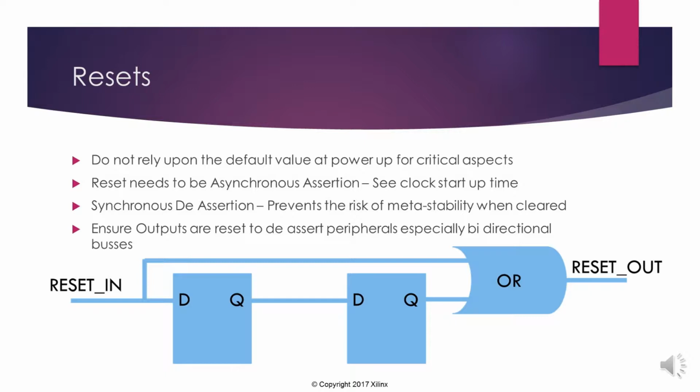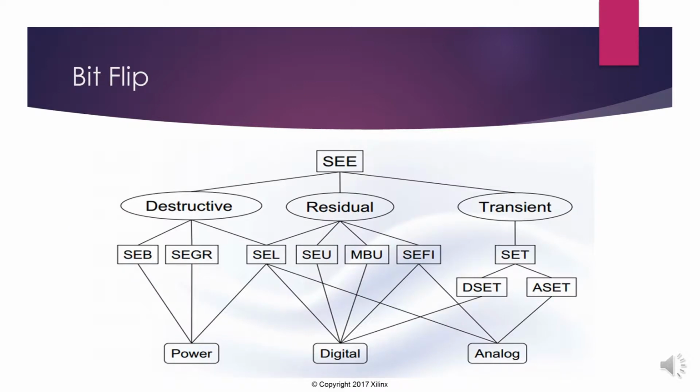Now when we deassert that reset, we want to ensure that it's done on a synchronous clock edge, because we don't want to cause any metastability events in the clocking domain. So we need to ensure that we deassert it synchronously to the clock domain we're in, and we don't violate any setup and hold times. And we need to obviously ensure that any outputs are reset to deassert peripherals, such that we don't get contention, particularly on bidirectional buses.